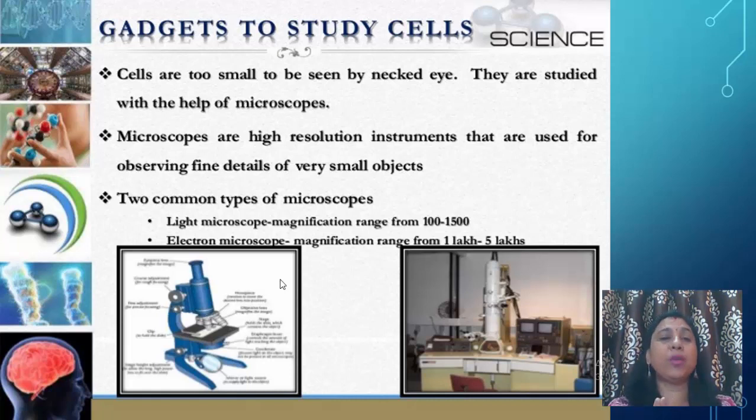Now, two common types of microscopes are light microscopes or compound microscopes, which range from 100 to 1500 magnification. This we use in our laboratories, whereas electron microscopes have a magnification ranging from 1 lakh to 5 lakhs. Okay, these are the two types of microscopes.